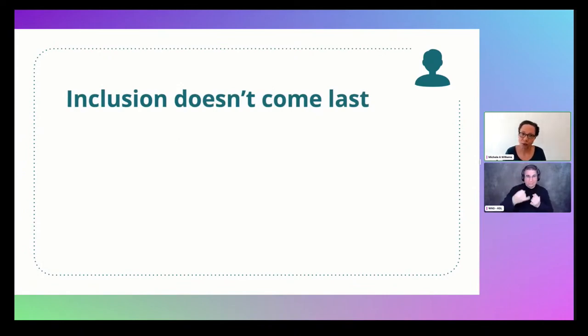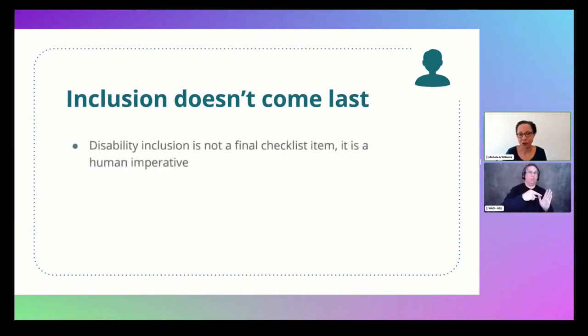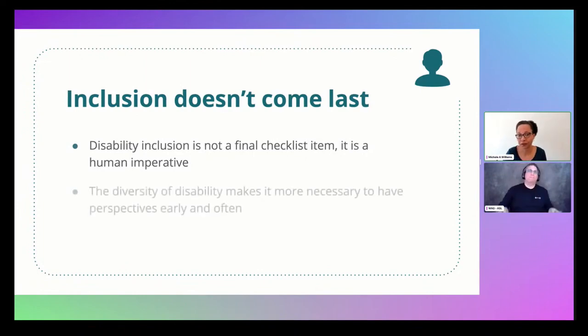So oftentimes when disabled participants are brought up as part of a user research cycle, usually it's after the product is made and you think that you are engaging with folks with disabilities in order to evaluate what you've created. But disability inclusion is not a final checklist item. It is basically a human imperative, as we heard even in some of the opening keynotes from the conference.